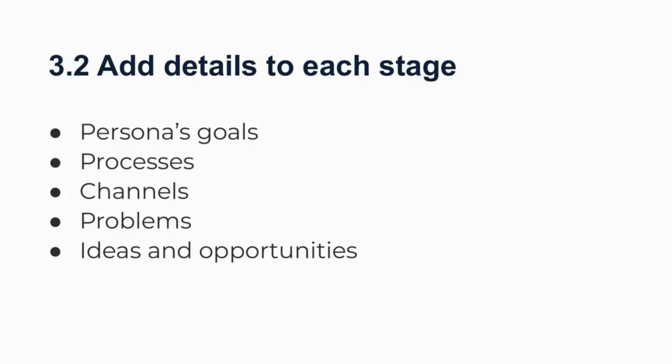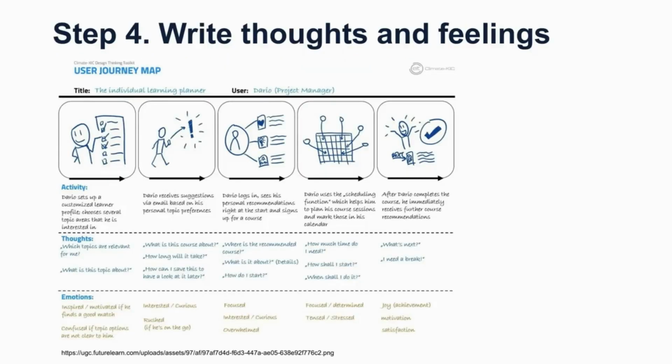Problems. What obstacles does a student encounter through the journey? And of course, ideas and opportunities. What you can do to improve the student's experience. This section on the map is crucial for your action plans and prioritizing. It includes the solutions to difficulties you have detected earlier, right? So let's move to another step.